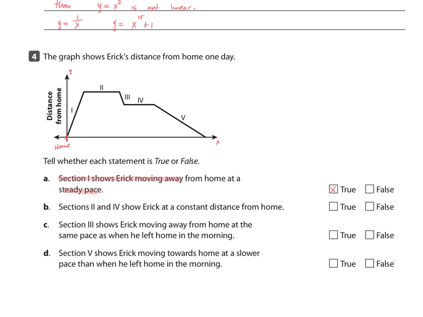The next statement says sections 2 and 4 show Eric at a constant distance from home. So again, we're paying attention to section 2, 4 in constant distance. So if we go to section 2, there's no change. There's no slope. So that means that he was at a constant distance. And now, section 4, same thing. Whenever you see the horizontal line, means that he's not moving. So, that is true.